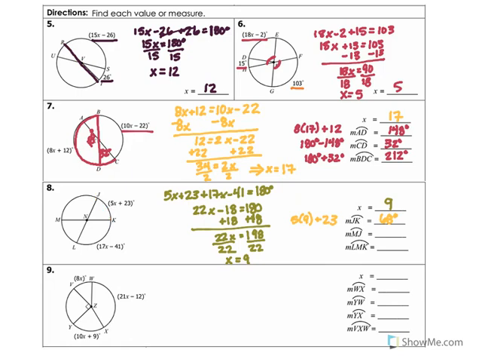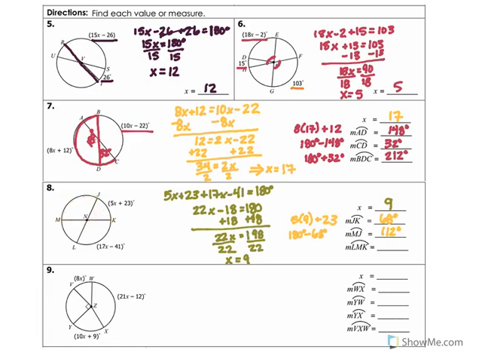Now we want to find the measure of arc MJ. We know this is 68 degrees, and this is a line, so we just need to do 180 degrees minus 68 degrees, and we should get 112 degrees.